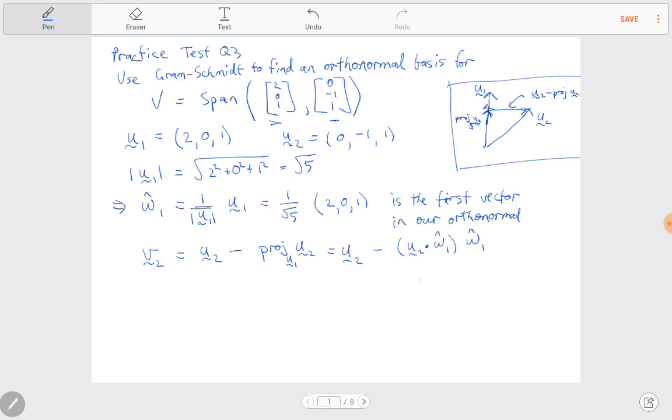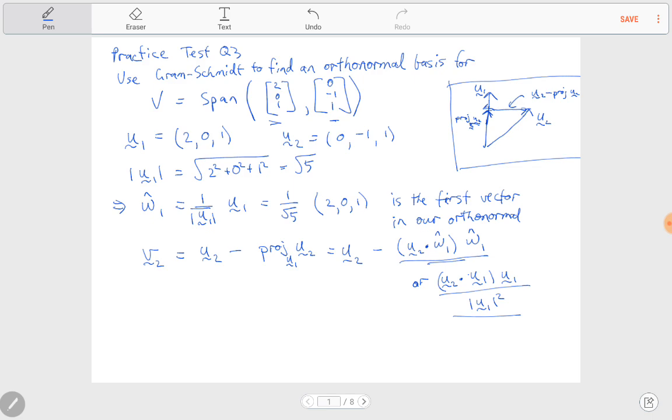You can also write this as U2 dot U1 times U1 over the magnitude of U1 squared. Okay, so that's an alternative method, but frankly I find this one I can remember, this one I can't remember. So now I just need to evaluate these things.